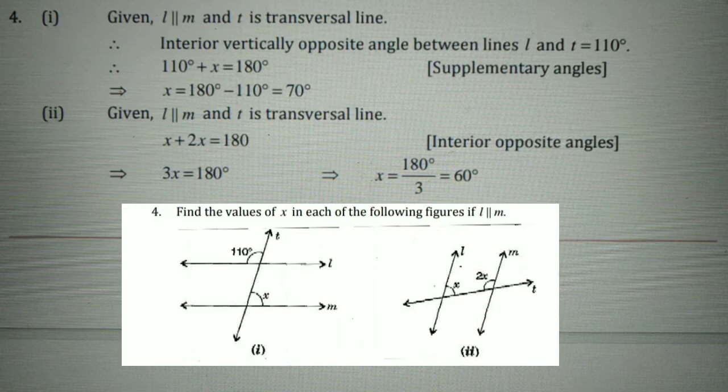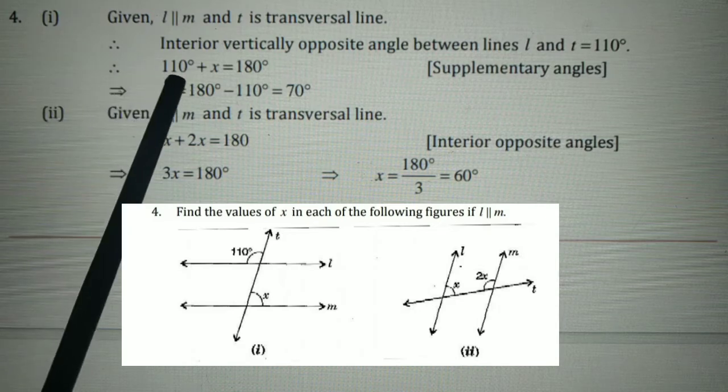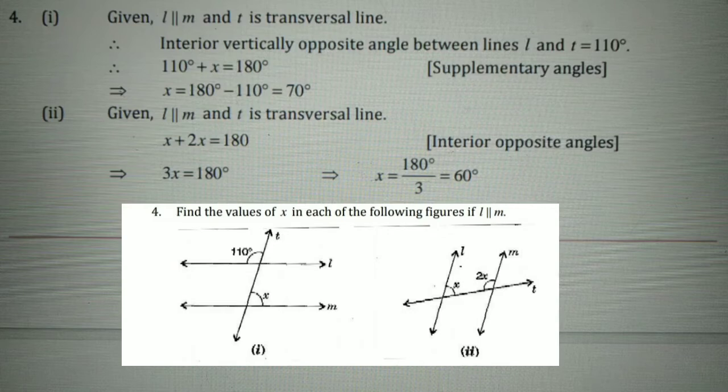Alright, now the solution: 110 plus x is equal to 180 degrees. As I told you, using the vertical angle property, you can write the angles. You can see from the figure. Now x is equal to 70 degrees. Only one unknown is there, and its value is 70 degrees.